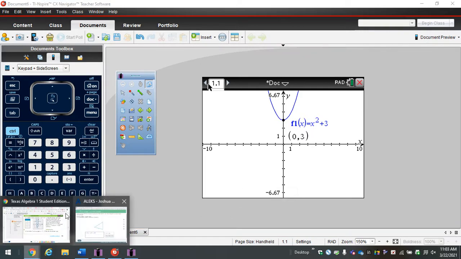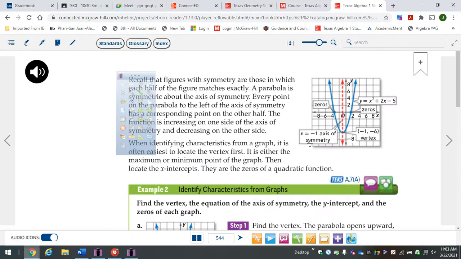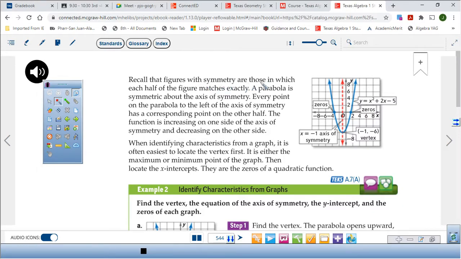We'll go one more example, okay? Okay, so recall the figures with symmetry are those in which each half of the figure matches exactly this other half. A parabola is symmetric about the axis of symmetry. Every point on the parabola to the left of the axis of symmetry has a corresponding point on the other half. So, see this point is what? If we go one and a one-ish this way, then this point over here is one-ish that way. Let's say this one's 1.5 this way, then this one's also 1.5 this way, okay?